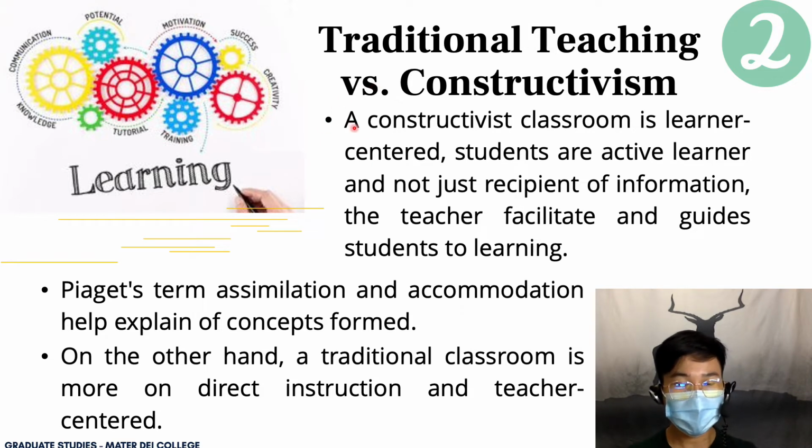A constructivist classroom is learner-centered. Students are active learners and not just recipients of information. In constructivism, the teacher facilitates and guides students to learning. On the other hand, a traditional classroom is more on direct instruction and teacher-centered. Students are passive learners and it's the teacher that directs and controls most of the learning activities.